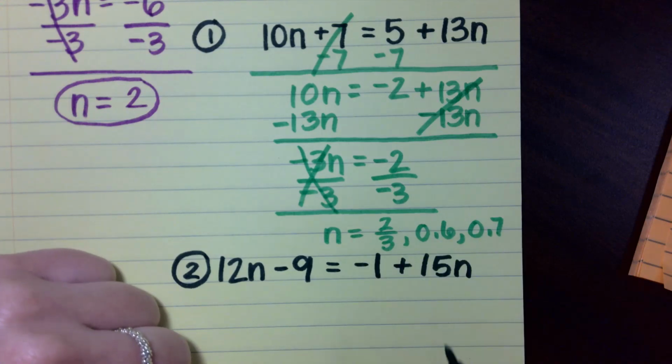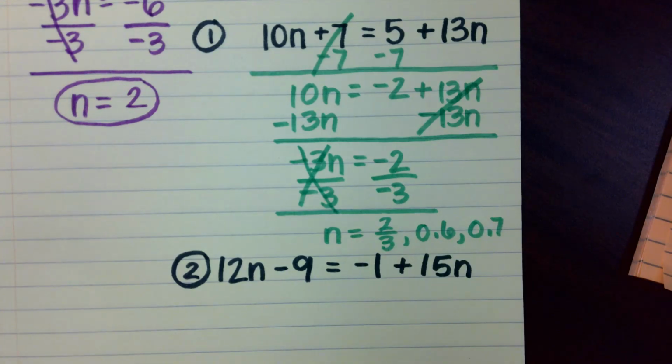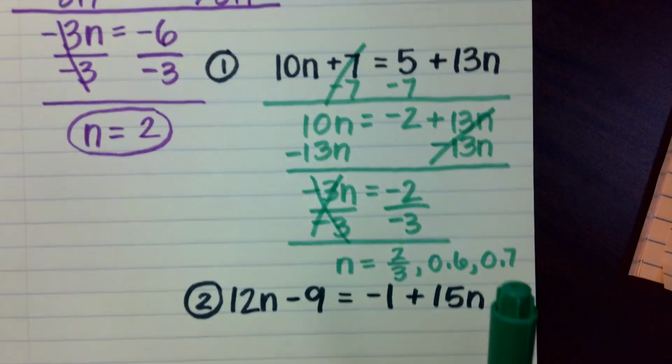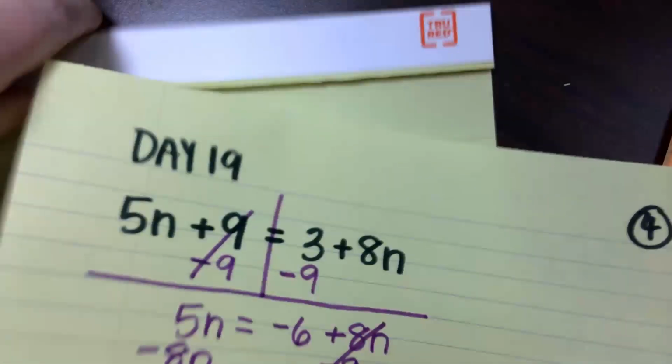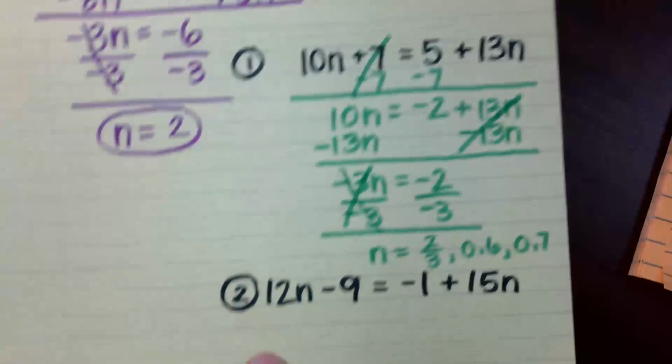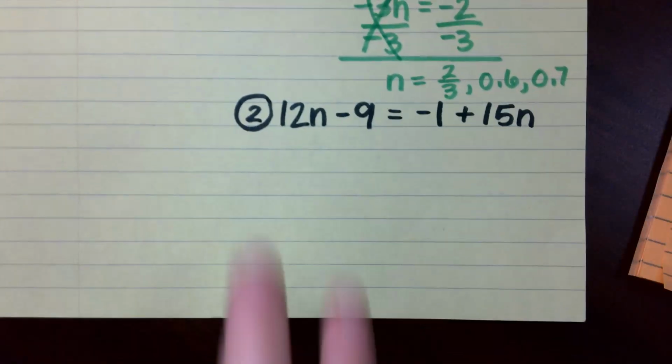Did everybody get that? Yeah. Good. That was the first number, 0.6. Good job. Okay, let me rip this out so I can move it up. Let's try number 2.